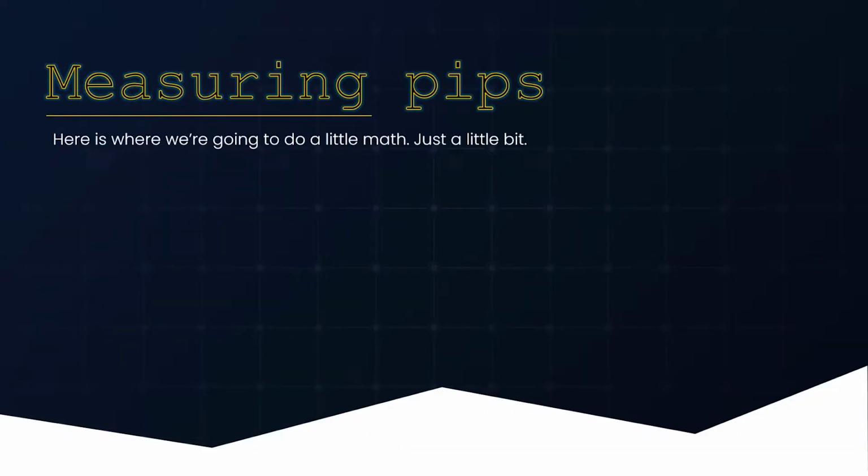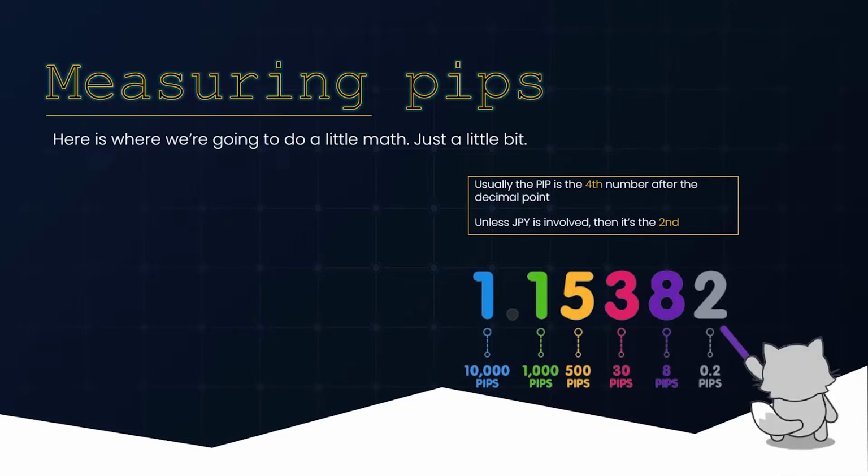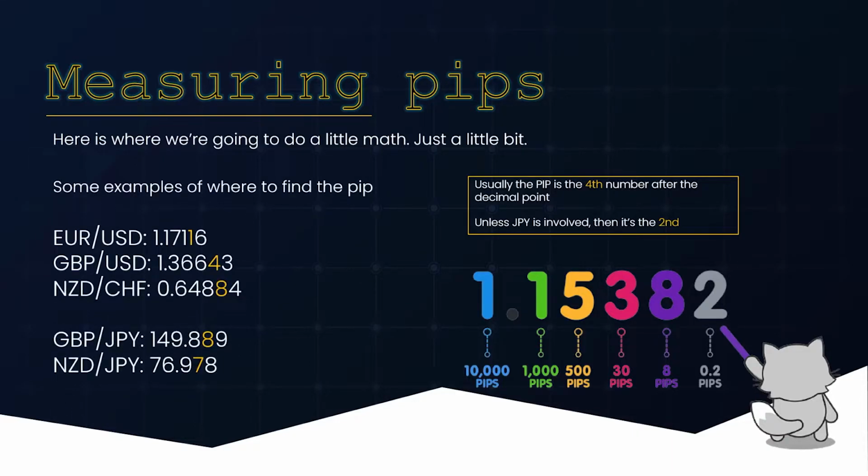Okay, so measuring pips can be a little bit tricky in the beginning. But actually it's not that hard at all. We're just gonna need a little bit of math from kindergarten. As you have seen on the image on the previous slide, the pip is usually the fourth number after the decimal point. There are some exceptions to this rule, for example when JPY is involved in the pair, then it's the second number after the decimal point, but most of the time it's the fourth number. As you can see, here are some examples where we highlighted the pip.